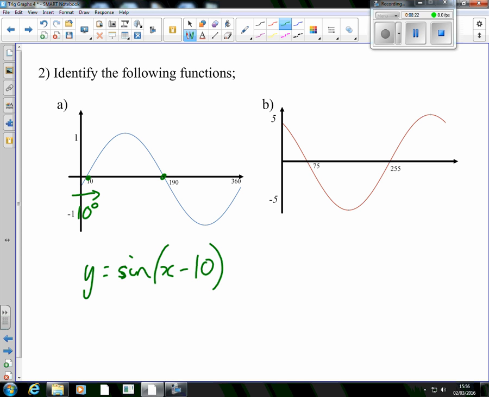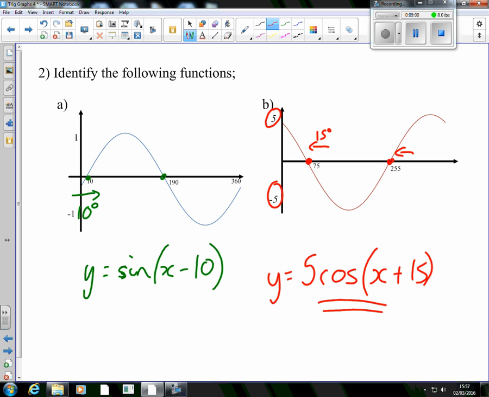This one here is a cos wave, or one of the versions could be a cos wave, so it's cos. Okay, I can see here the amplitude is 5, so in front it's going to be 5. And then we know that cos should cut here at 90 degrees and 270, so it has been moved 15 degrees left. Okay, 90 down to 75 is 15, and 270 down to 255 is 15. So if it's moving to the left, it's moving back the way, so that means in the bracket it's going to be x plus 15.